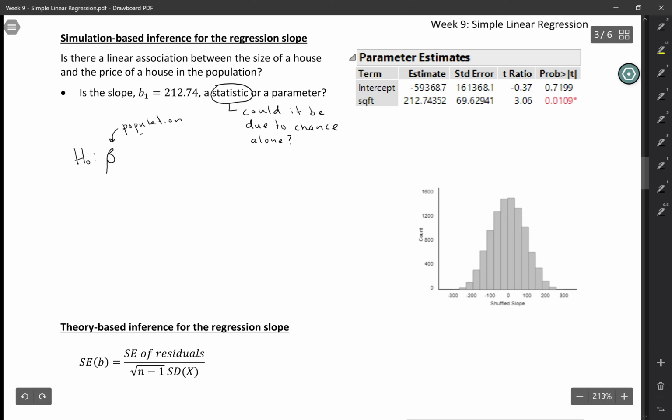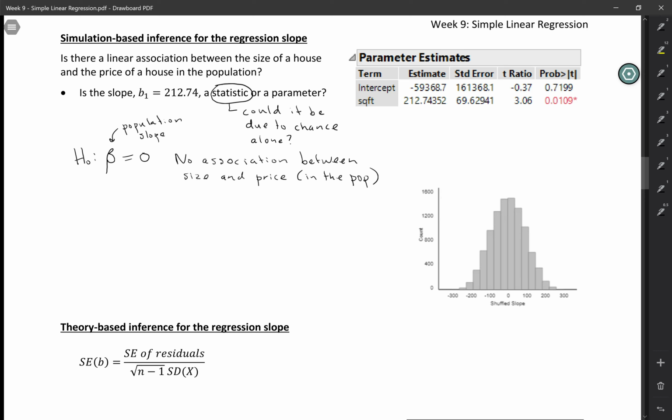Our null hypothesis is that there's no relationship between size and price. So beta would be equal to 0 if there's just a flat regression line. It doesn't matter what you plug in for size, your predicted price is the same either way. Or if we wanted to write that in words, we could say that there is no association between size and price. That's our explanatory and response. And we're talking about the population, right? Because this is a parameter, so we know that there's a relationship in the sample, but we're asking whether it's possible that there's no association in the population.